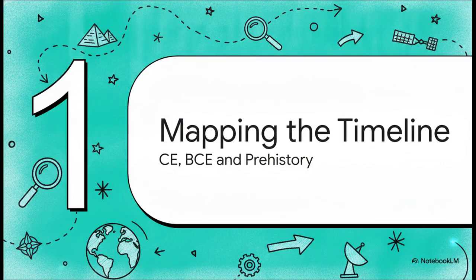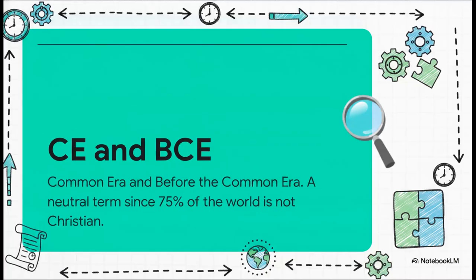Section 1. Mapping the Human Timeline, CE, BCE, and Prehistory. So before we can dissect the past, we really need to agree on how we actually measure time, right? Now, you probably grew up using AD and BC, but CE, Common Era, and BCE, Before Common Era, are the standard historians use today. And honestly, it makes total sense. Around 75% of the world isn't Christian, so a neutral term just works better globally.